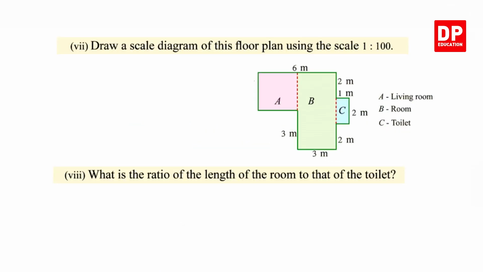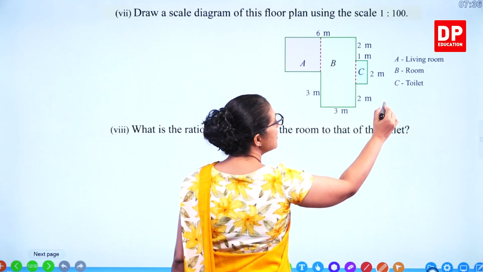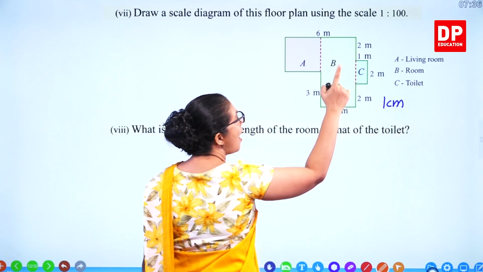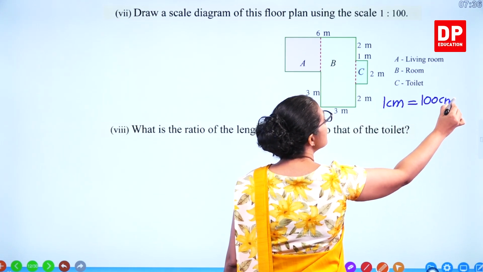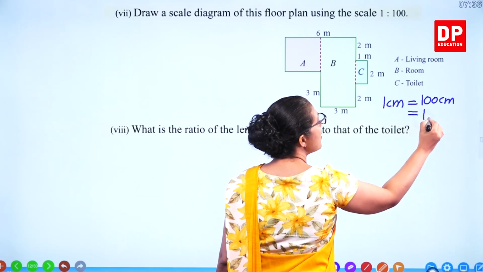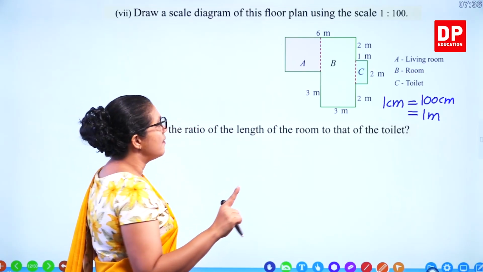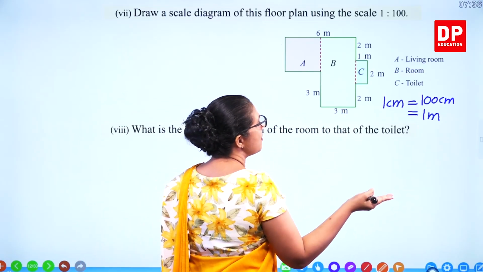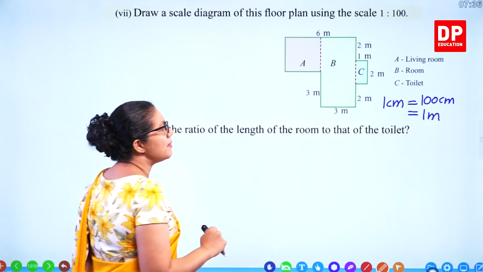Draw a scale diagram of this floor plan using the scale 1 to 100. So 1 to 100 means 1 centimeter is 100 centimeters. Convert 100 centimeters to meters, divide by 100, you get 1 meter. So 1 centimeter means 1 meter. 3 meters means 3 centimeters. So you have to draw the same number in centimeters.